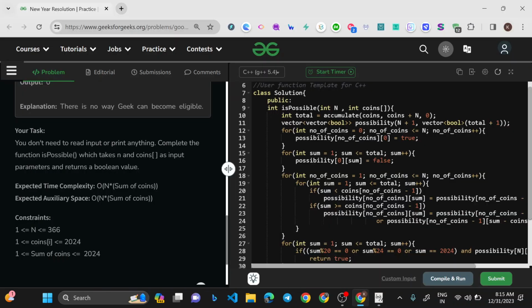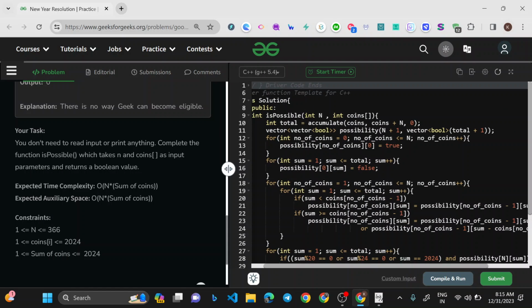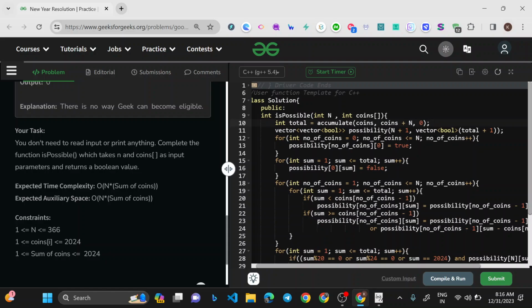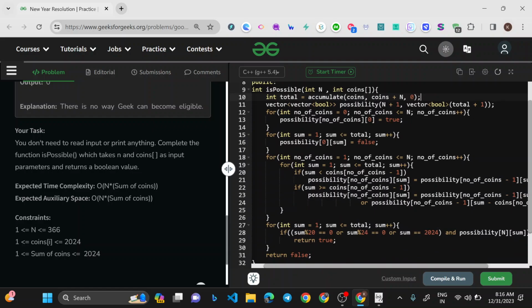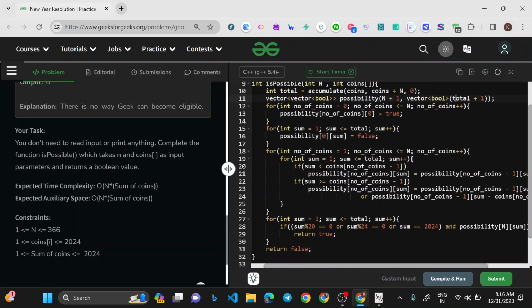Okay, so the same thing we have coded. First, the total maximum possible sum that we have stored in total, and then we have taken a 2D vector, that is possibility, and this particular n plus 1 denotes the number of coins, and this particular one denotes the sum. So for int number of coins equal to 0, number of coins less than or equal to n, number of coins plus plus, possibility of number of coins of 0 equal to true, because whatever the number of coins it is, 0 sum is always possible, so we have mentioned it as true.